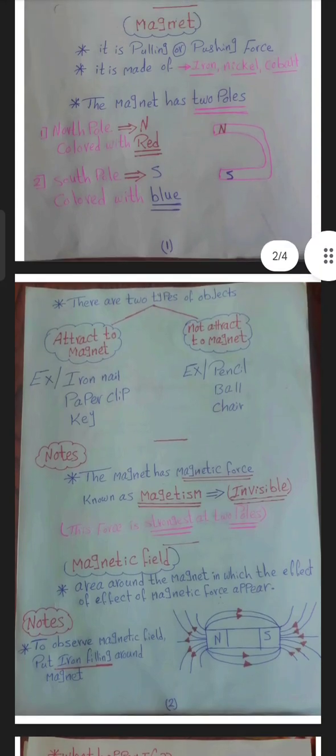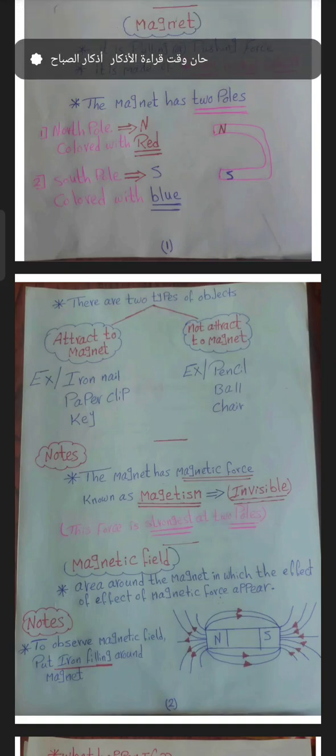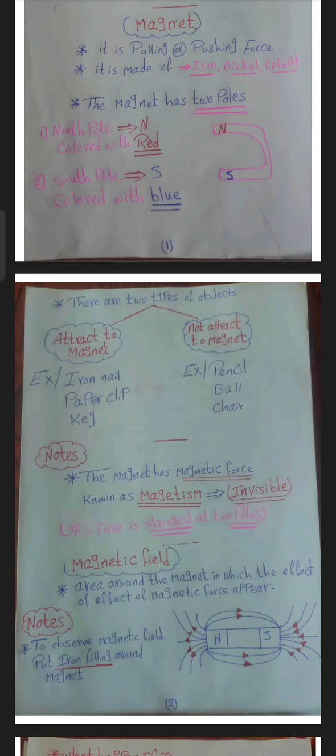There are two types of objects: the objects that are attracted to a magnet and the objects that are not attracted to a magnet. The objects that are attracted to a magnet, between brackets, metal, for example iron nail, paper clip or key. But the objects that are not attracted to a magnet, for example pencil, ball, chair, or any object made of wood, plastic.